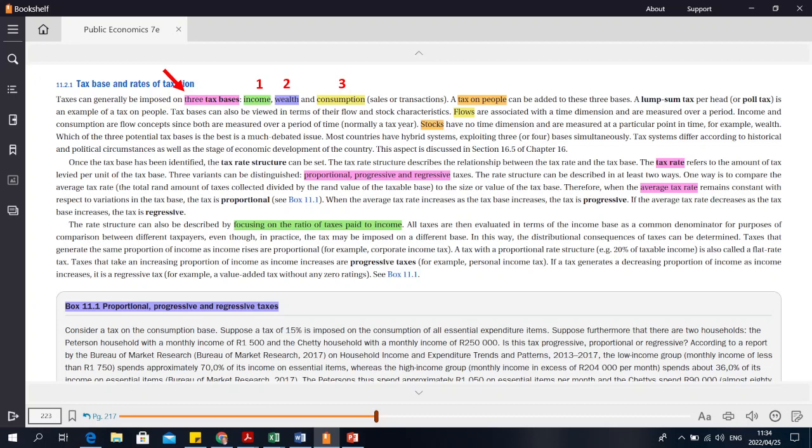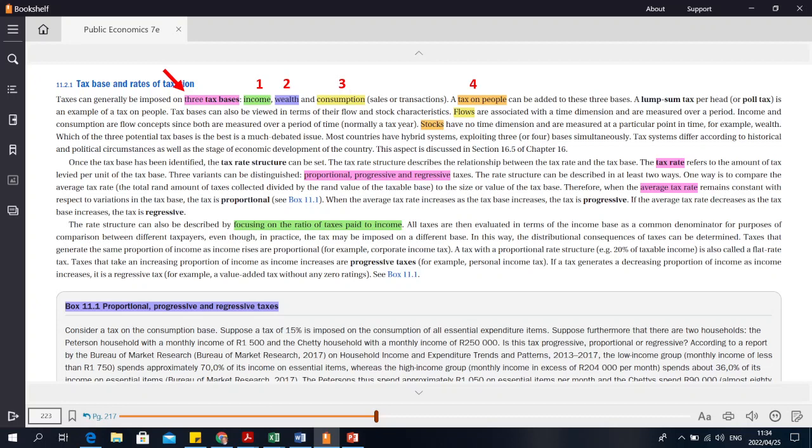The third base is consumption. So if you go to the store and you pay VAT on whatever you buy, that is a tax on consumption. And then we say that the base of tax is consumption. But there's a fourth base, namely a person, him or herself. If every person has to pay a specific tax, not depending on his or her income, wealth, or consumption, then it could be considered as a tax on a person.